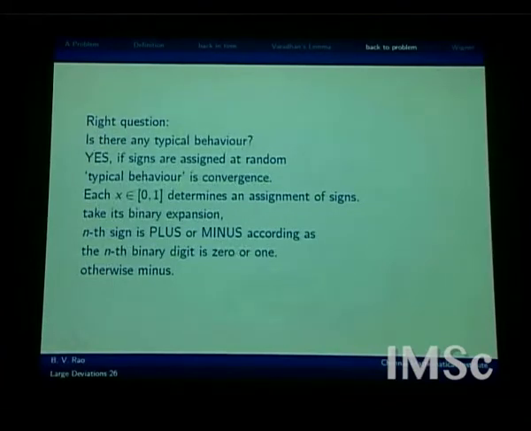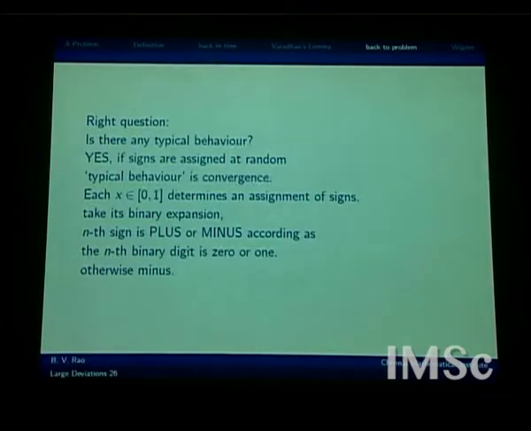Now, if you do this, then typical behavior is convergence. That is, look at the set of all numbers x in the interval 0 to 1 such that for the assignment of signs determined by x, that series converges. That set has Lebesgue measure 1. So, almost surely it converges. It is a question of typical behavior rather than behavior in each individual case.